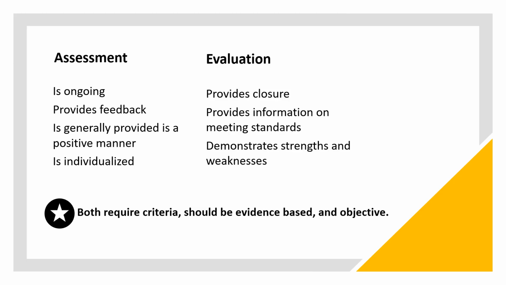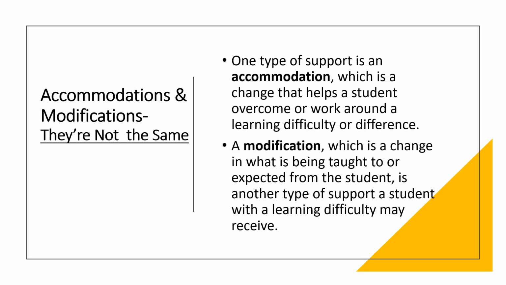Next, we're going to discuss accommodations and modifications that you can use in your instruction, assessment, and evaluation. Accommodations and modifications are not the same. One type of support is an accommodation, which is a change that helps the student overcome or work around a learning difference or difficulty. A modification, however, is a change in what is being taught to or expected from the student. It's another type of support a student with a learning difficulty may receive.